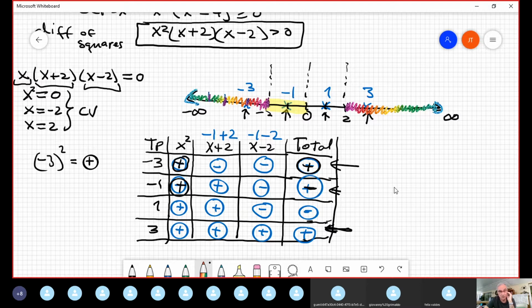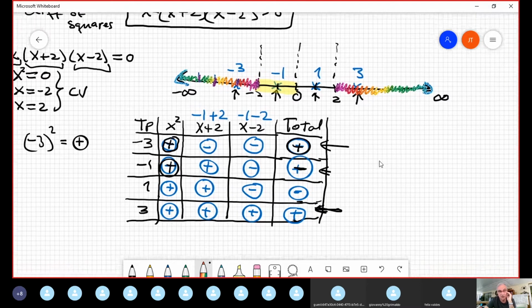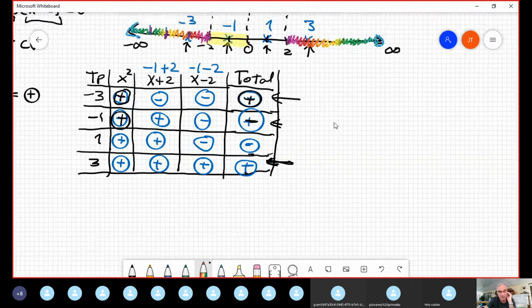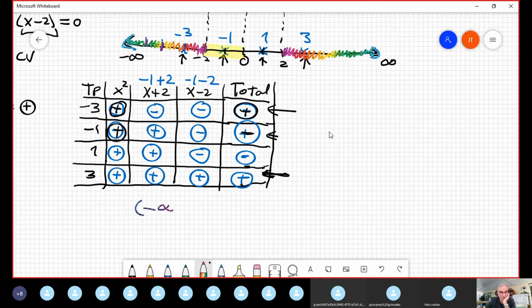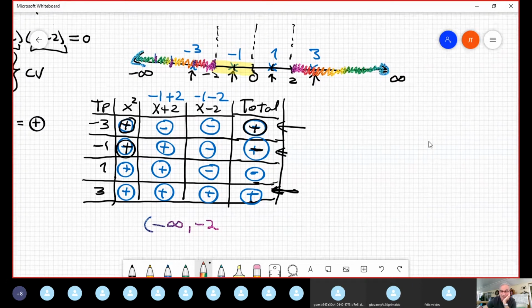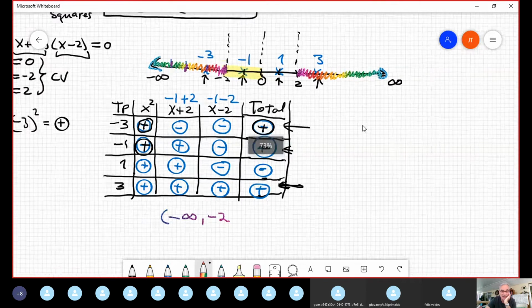Okay. Now, this is the complicated part. Very complicated part or confusing part. You understand that one solution is this interval. This interval is from negative infinity, comma, negative 2. But I don't know if this is parenthesis or bracket. Parenthesis or bracket.